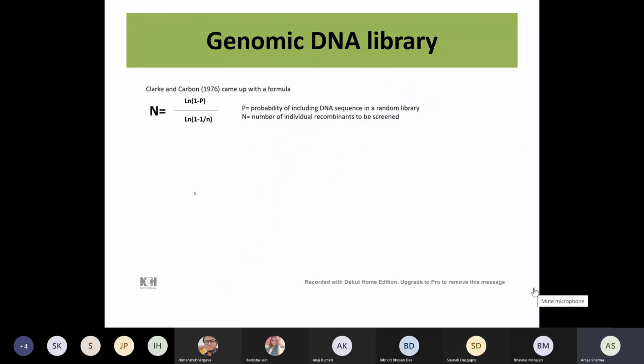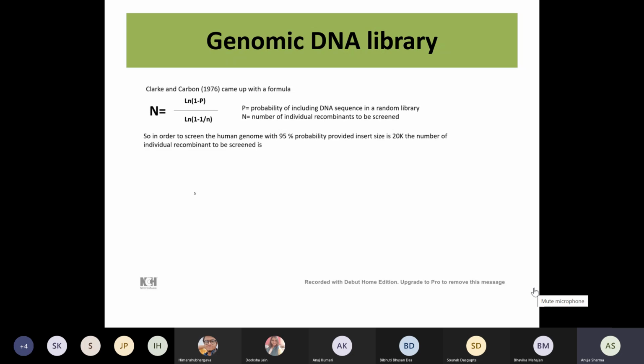Now Clarke and Carbon came up with a formula. The formula looks very simple yet elegant. So they calculated the number of individual recombinants to be screened based on a probability. They defined a probability P, of including a DNA fragment in a random library. And they came up with this formula.